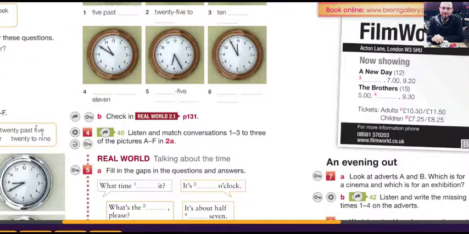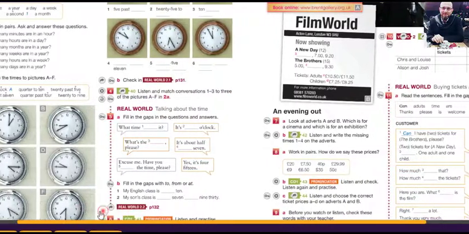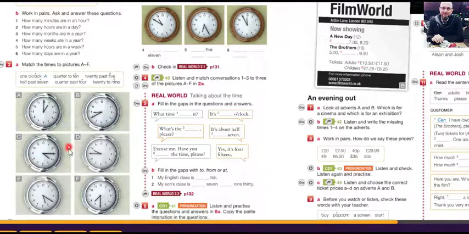Now here in this exercise, we will listen and match conversations 1 to 3 because we will listen to 3 conversations. So listen and match conversations 1 to 3, okay, to 3 of the pictures in 2A. Where's 2A? Yes, here 2A. So we have 3 pictures for time here. So listen: conversation number 1, which time, conversation number 2, which time, conversation number 3, which time, okay, listen.